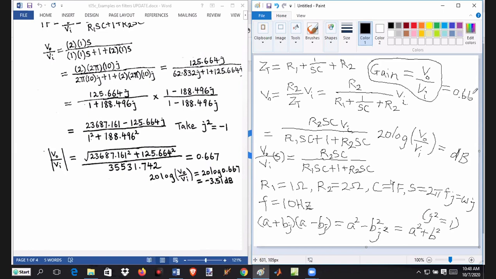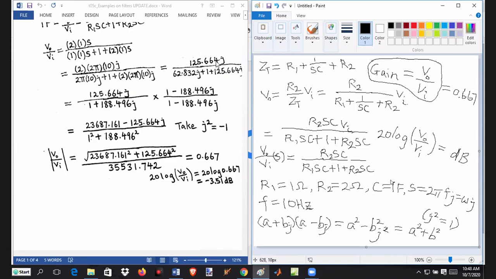If they ask you for gain without the dB, usually they will ask you for dB just to test you whether you understand the meaning of dB. dB means you, right hand screen here, go and times 20 log VO, VI, take the log first and then times 20. That will become dB.